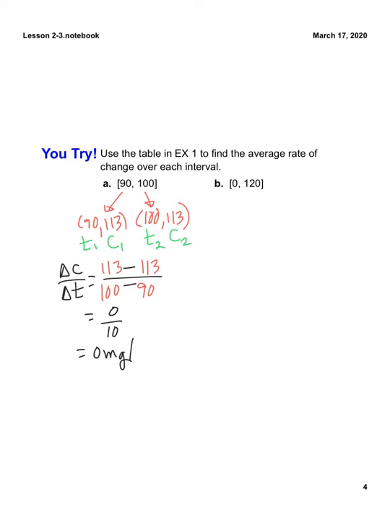Minute, second. I think I put minute on my notes. Oh yeah, it is minutes. Okay, per minute. Oh yeah, because we're looking at it in minutes.